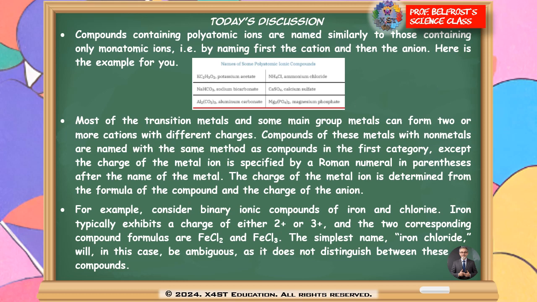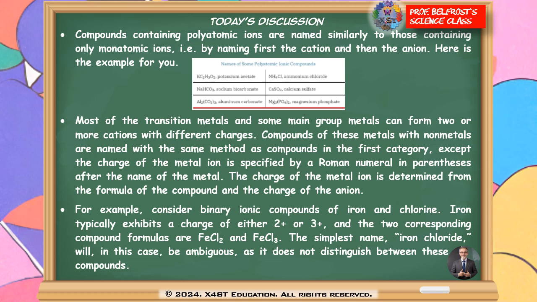Then transition metals, how about the naming with transition metals? Most transition metals and some main group metals can form two or more cations with different charges, and this is very crucial. Compounds of these metals with non-metals are named with the same method as compounds of the first category, except that the charge of the metal ion is specified by a Roman numeral in parentheses after the name of the metal. The charge of the metal ion is determined from the formula of the compound and the charge of the anion.